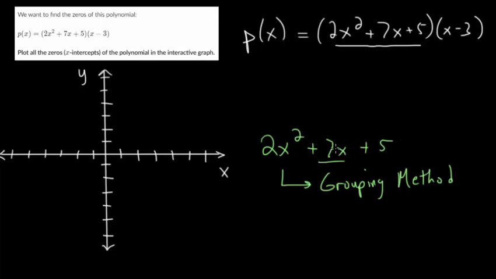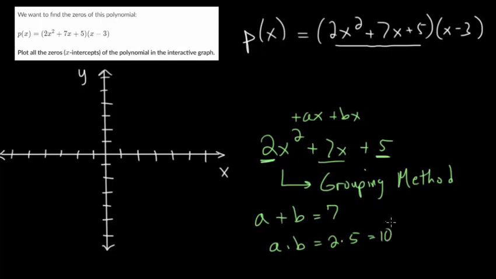So to determine what we break this up into, let's say we're going to break it up into ax plus bx. So we're just looking for those coefficients, a and b. And we know that they're going to recombine to give us 7, so they have to add to 7. But the other condition is that these two numbers are going to have to multiply to the product of the coefficient on x squared and the constant term. So the product of 2 and 5, which is 10. So these two numbers multiply to 10 but add to 7.